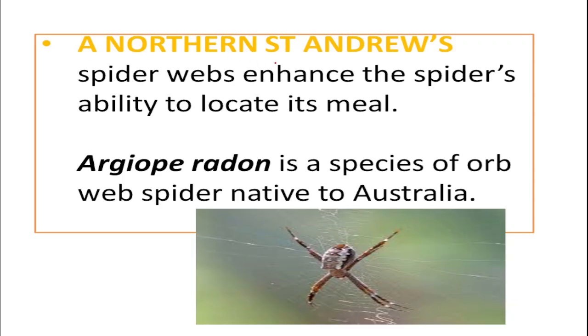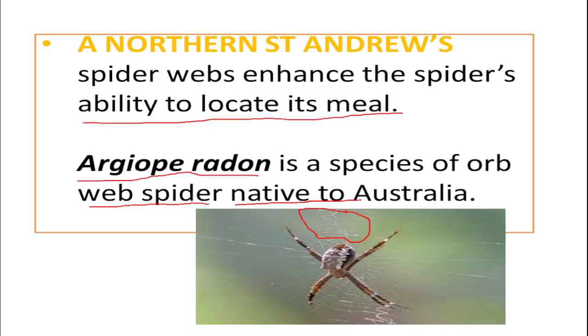Another one, St. Andrews. Here spider web enhances the spider's ability to locate its meal. The main function or main use of spider web is to help spider to locate its meal, right? And Argiope radon is a species of orb web spider which is native to Australia.